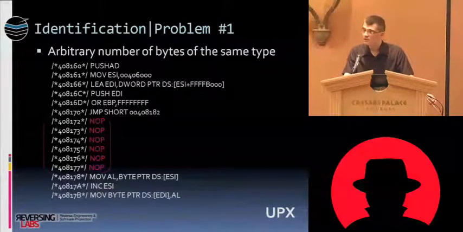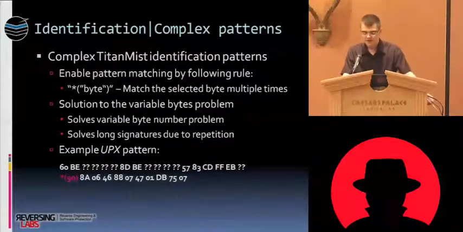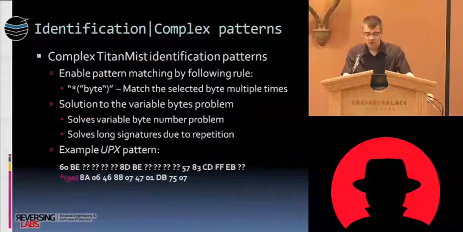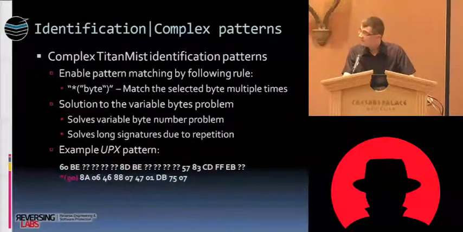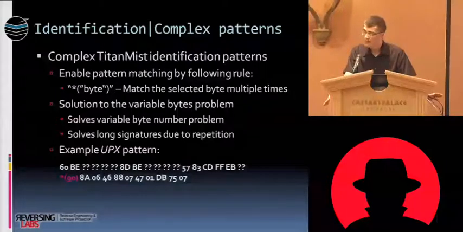So in order not to have too many signatures for just UPX, we added a wildcard to our pattern matching, which looks like this. Our complex pattern matching would look like star, then our pattern, and then in the parentheses, you will have the byte which repeats an indefinite amount of times. So for the previous sample, that would match NOP, or byte value 90, for as long as there are NOPs, and after that it will just continue pattern matching.